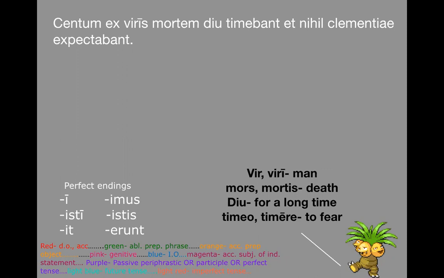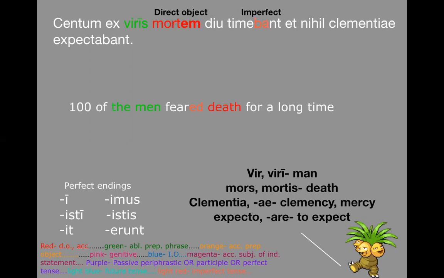Okay, so we have centum ex viris mortem diu timebant et nihil clementiae expectabant. All right, so the first thing I'm seeing is a number. So what is centum? We get words like century and what else? Century, how many years is that? We also get cent, like a penny. But it means 100. So centum ex viris, we could say quite literally 100 from out of the men, but that sounds pretty clunky. So let's say 100 of the men.